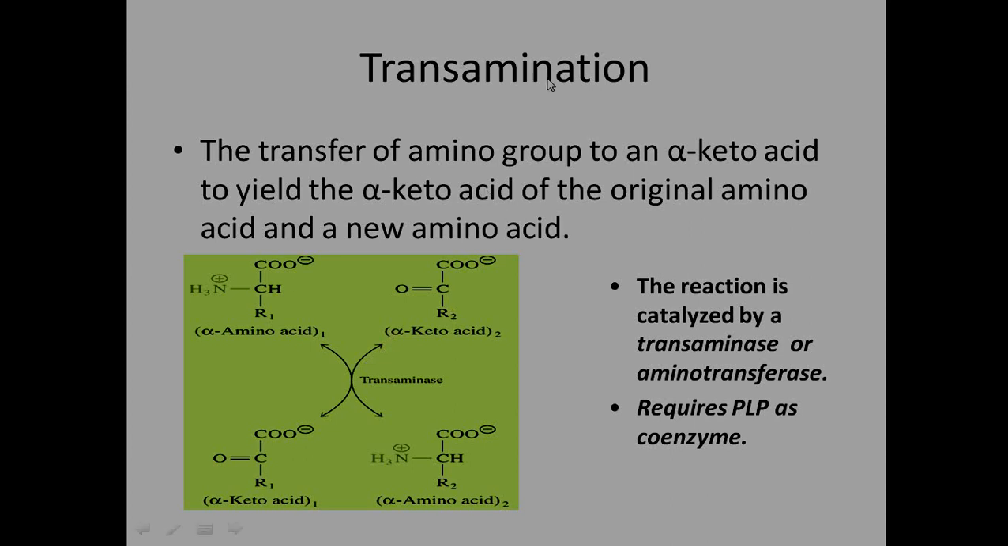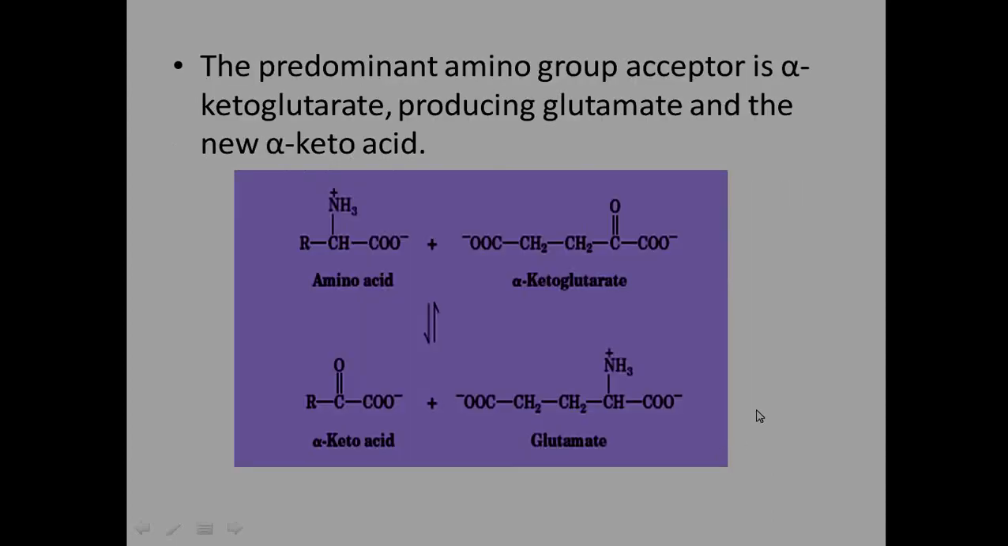This is called transamination. This reaction is catalyzed by the enzyme called transaminase or aminotransferases. It requires pyridoxal phosphate as coenzyme. The predominant amino group acceptor is always alpha ketoglutarate producing glutamate and new keto acid.